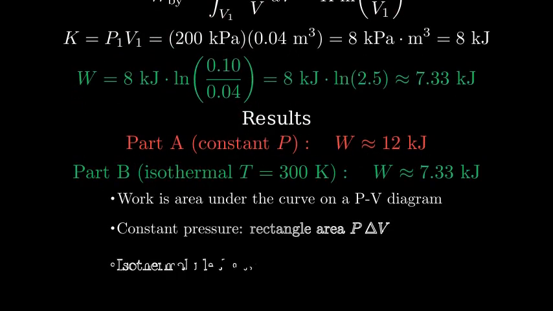Summary: for the constant pressure expansion, work by the gas equals 12 kilojoules. For the isothermal expansion at 300 Kelvin from the same initial state to the same final volume, work by the gas equals about 7.33 kilojoules. Notice both are positive because the gas expands, but the isothermal curve lies below the constant pressure line on this interval, so the area and the work are smaller.